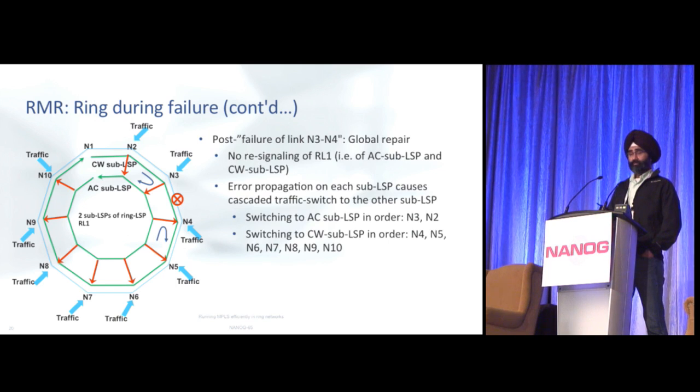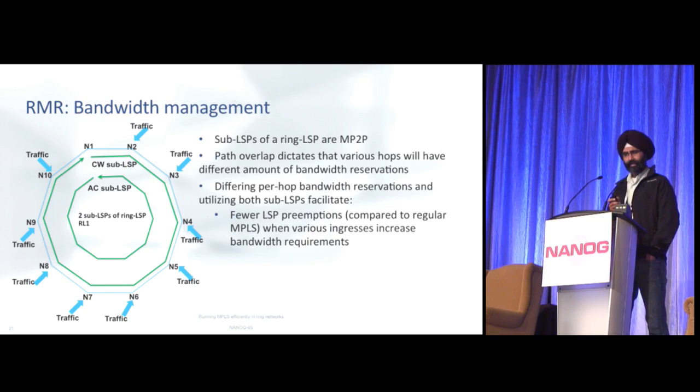Rather, after the local repair has kicked in, progressively, each node on a given sub-LSP, as you walk away from the point of failure, correspondingly starts to switch traffic to the other sub-LSP, so that your traffic isn't going all the way up to the point of failure and looping back. That's the RMR equivalent of global repair. And let's just move on.